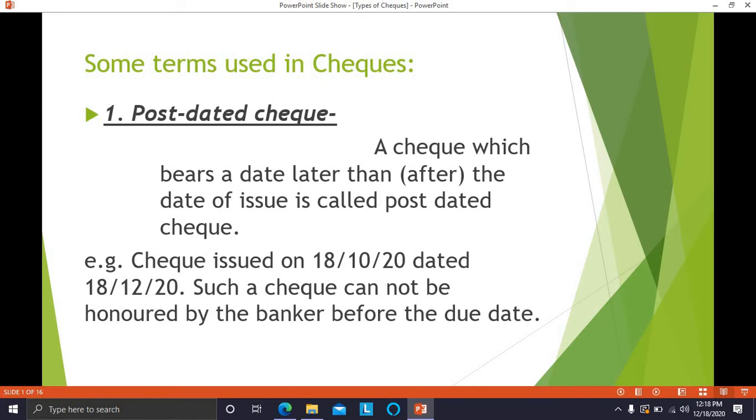So the check is given on 18th of October. Date is written 18th of December. The person has to wait till 18th of December. After 18th of December only he can present that check for clearing. This is post-dated check.